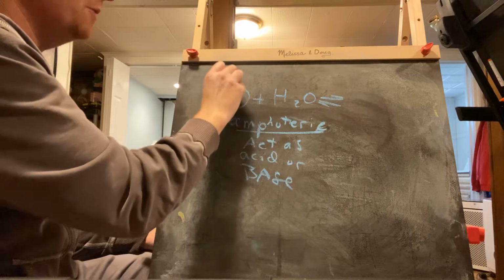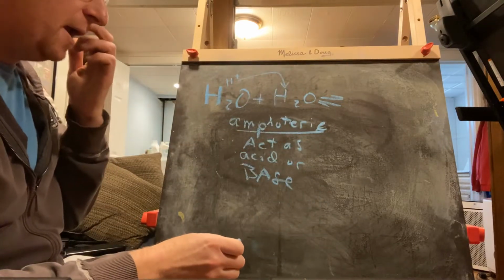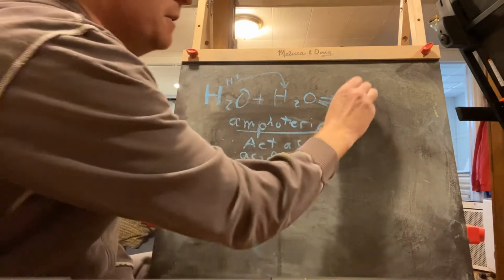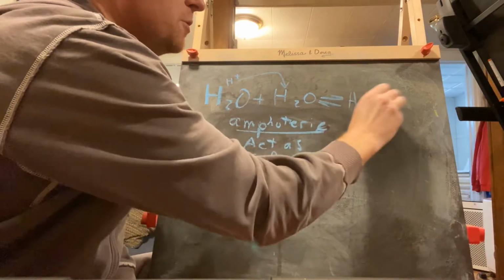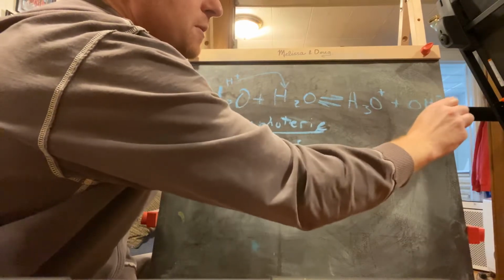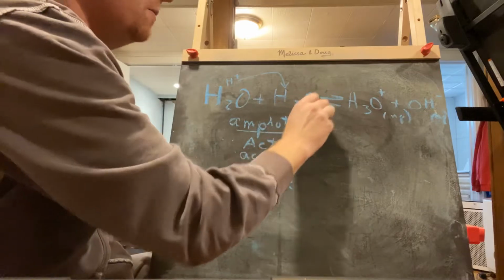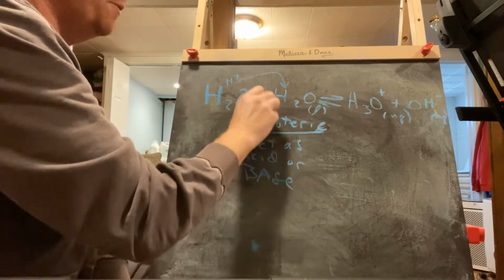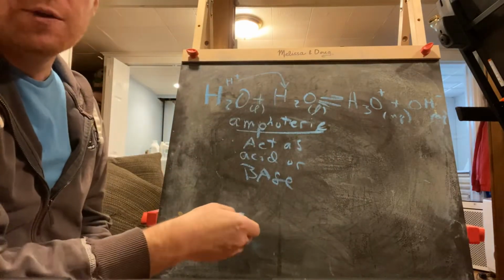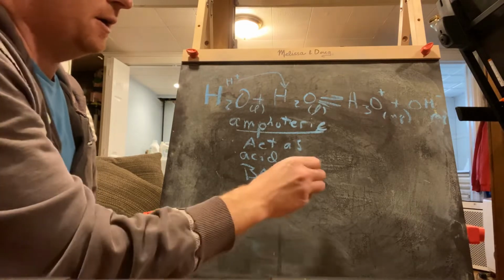And so if we imagine that an H+ is shooting over to this water, then you'll see that you're going to form H3O+ and OH-. And both of these are aq. These are both liquids. Okay, so in our equilibrium discussion, you remembered our big K.